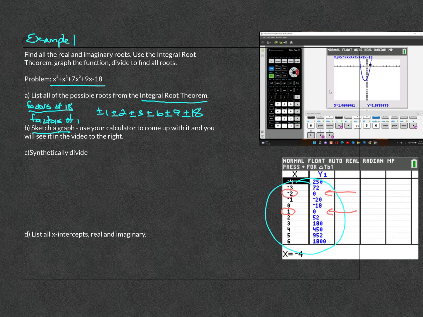And then I will have another problem because I want to give you 2 examples. So here we go.